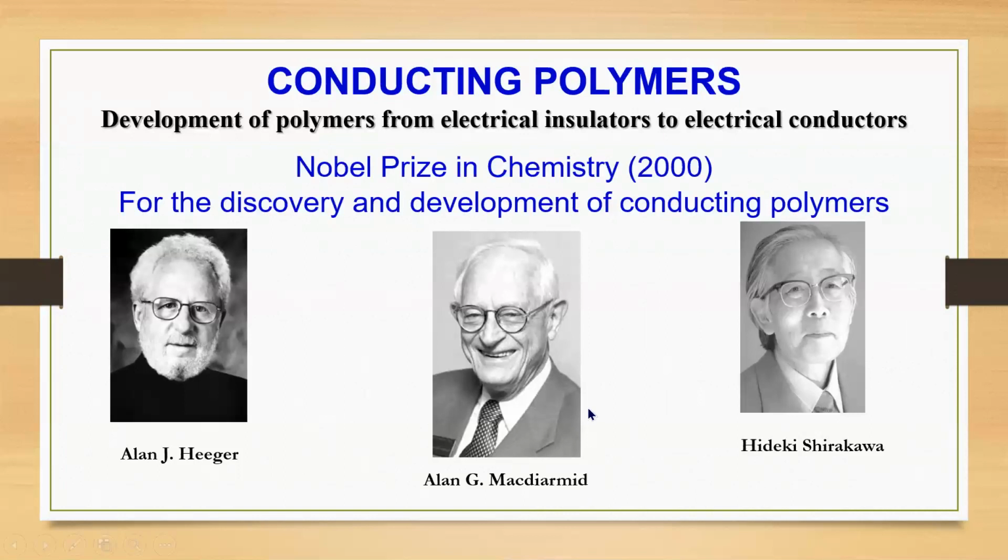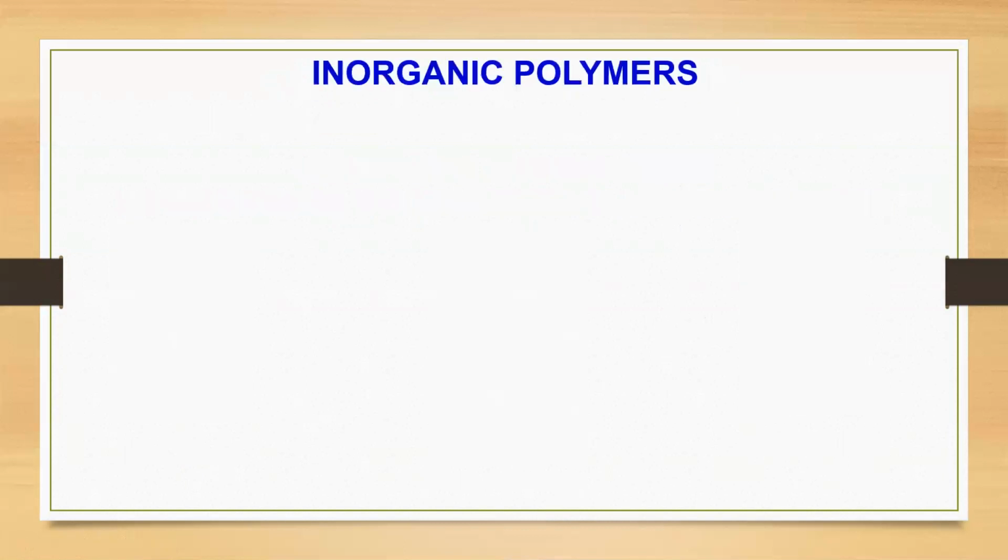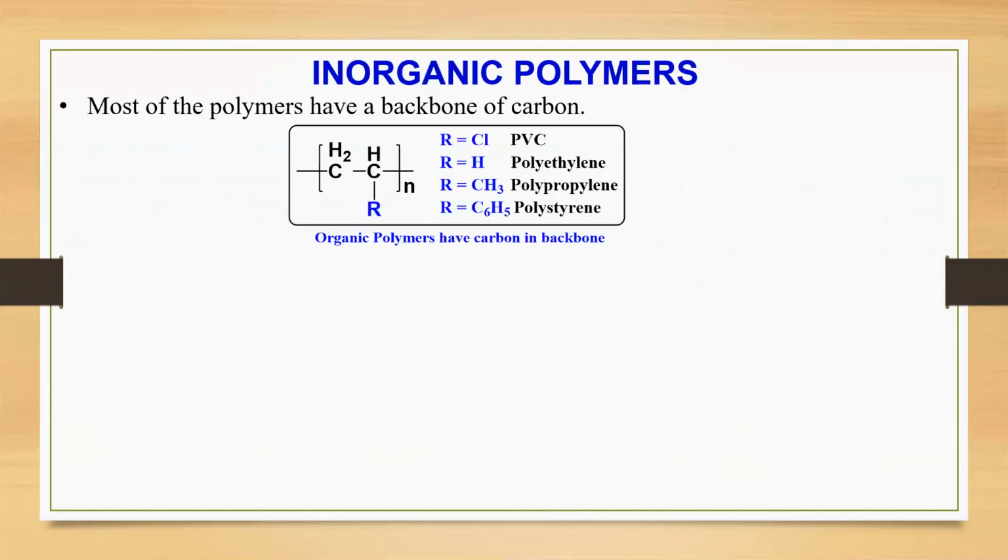In fact, long after their discovery, when their application became a day-to-day affair, available in day-to-day appliances, these three scientists, Heeger, MacDiarmid, and Shirakawa, got the Nobel Prize in the year 2000. So that was about conducting polymers. Now let us move to the next topic, which is inorganic polymers. So what are inorganic polymers?